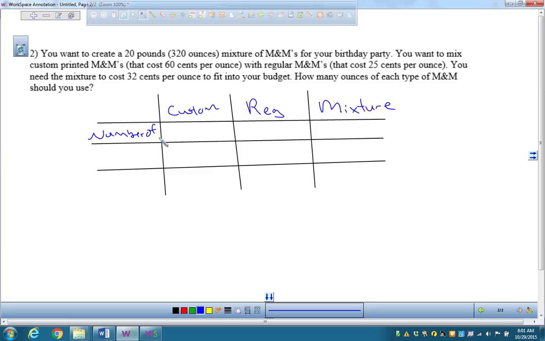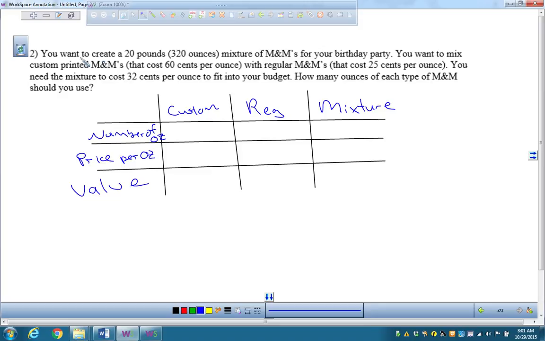Number of ounces. Whoops, OZs. Okay? And then we have price per ounce. And then we have value of mixture. Value. Okay? Or price or something like that.